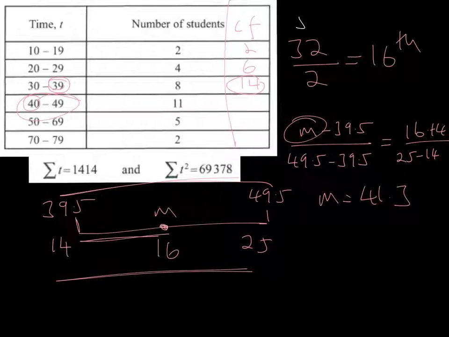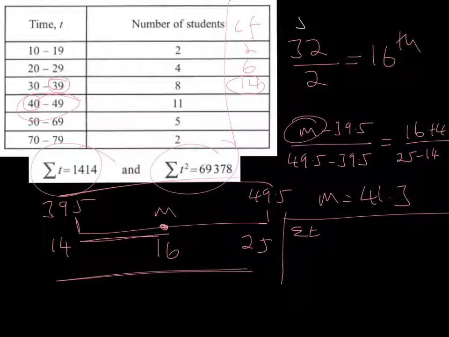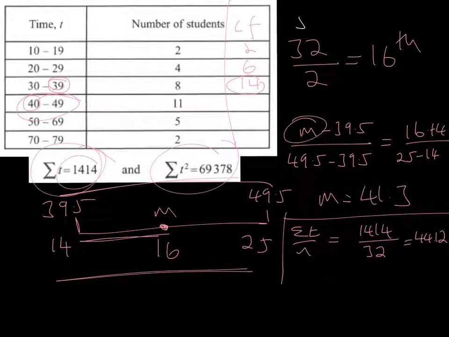In part B, we are asked to find both the mean and the standard deviation. And in fact, we're given a lot of the information that we need, so we don't really need to do the long-winded table where we draw it all out. Let's start off by working out the mean. The mean is sigma t over n, which is 1,414 over 32, and that gives us a value of 44.12. So that's the mean.